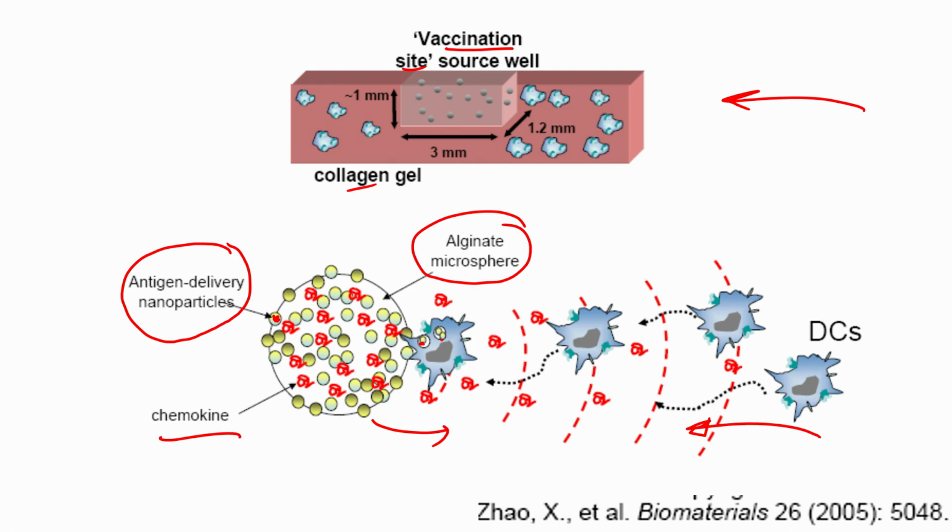So basically what you are doing is creating a depot where all this interaction is happening. Rather than moving around and finding your target through the whole body, you have given that job to the immune system, that this is where you have to come and get activated. Depending on how large and how fast degrading this is, this can stay there for quite a bit of time and continue to activate the immunity against the antigen that you are using.